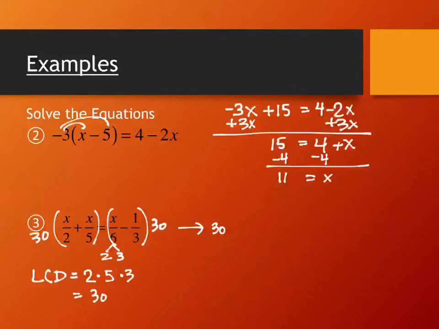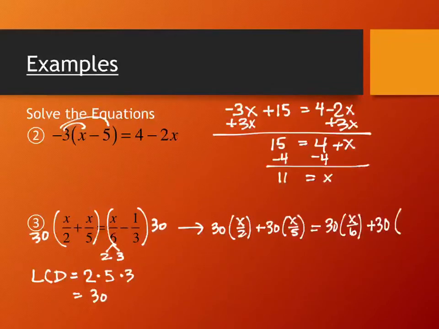So we can take 30 times x over 2 plus 30 times x over 5. I can take my 30 times my x over 6, and I can take my 30 times my negative 1/3. Okay, so I'm multiplying 30 by each of the 4 pieces individually that I have. The reason I wanted to show it that way is because the 30 is going to make every single denominator disappear. So if I take a look at this 30, the first one, and the 2, I can actually do the division. What is 30 divided by 2? It's 15. There's no more denominator.